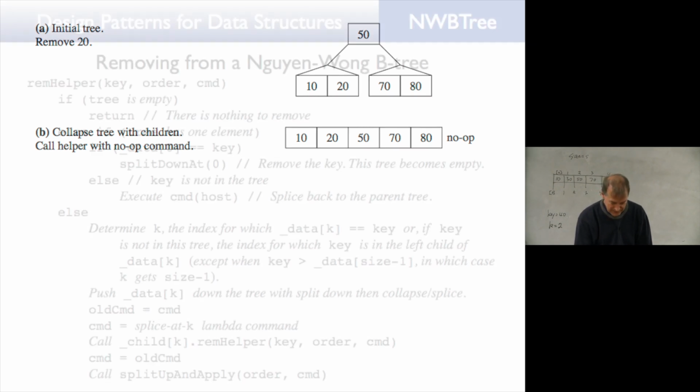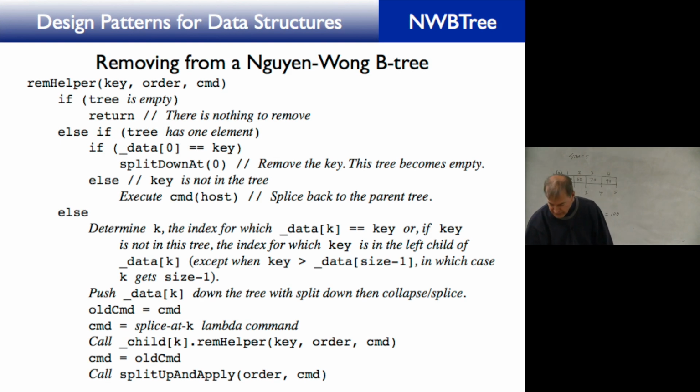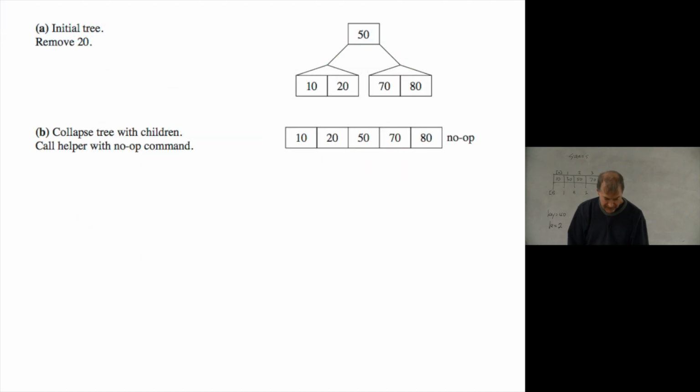And then what happens? Now, let's go back and look at our code for rem helper. So what does it say? If the tree is empty. Is the tree empty? No. It says else if the tree has one element. Does the tree have one element? No. So it says determine K, the index for which blah, blah, blah. So what's the value of K? If we want to remove 20, can you predict the value of K? It's 1. Good.